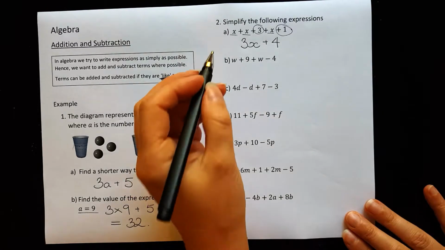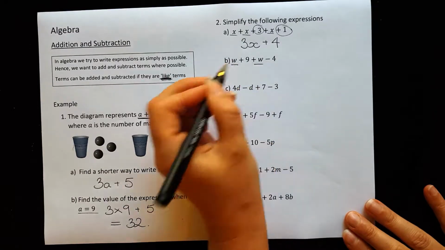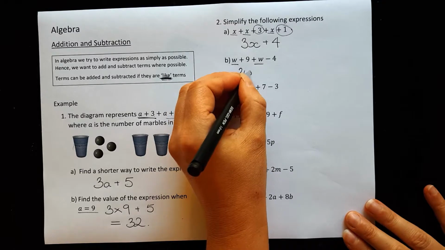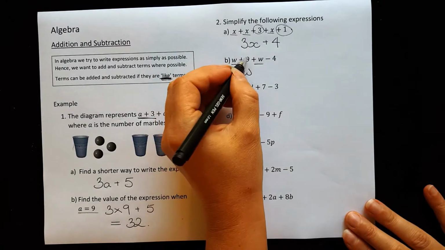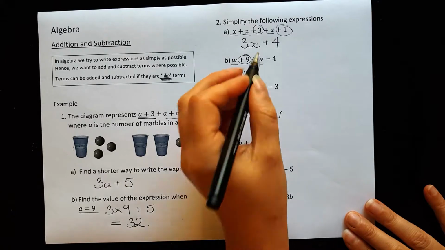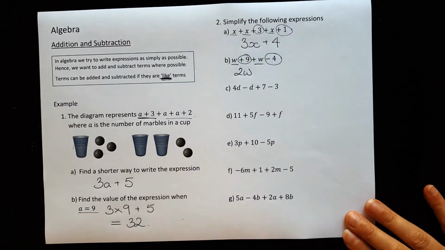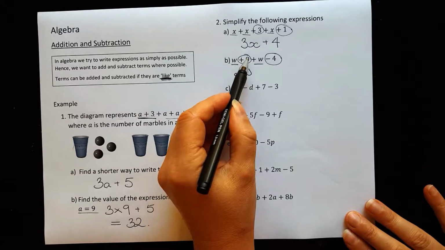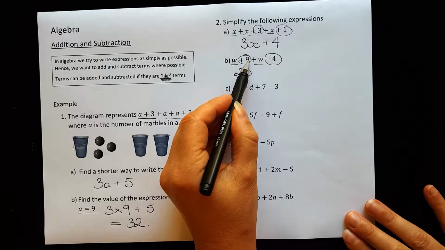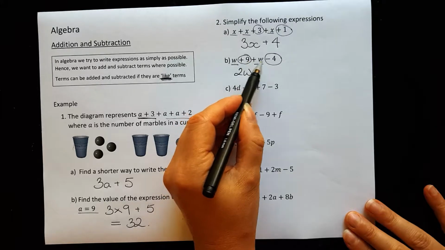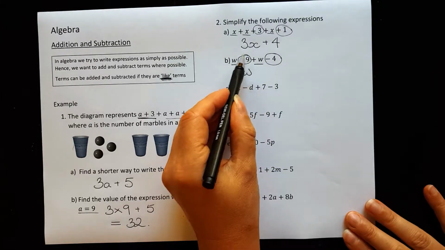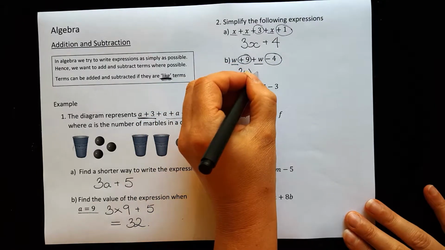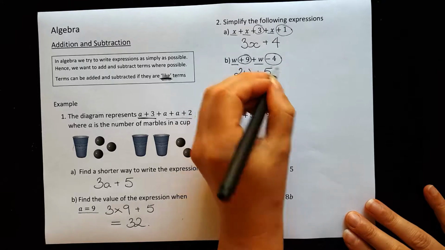For B, w and w are like terms, so that's 2w. And then the 9 and the minus 4. When you're looking for like terms, if you know that the 9 and the 4 go together, you have to take the symbol in front to know whether to add or subtract. So I have a plus 9 and I want to take 4 away from that, which will give me a plus 5.